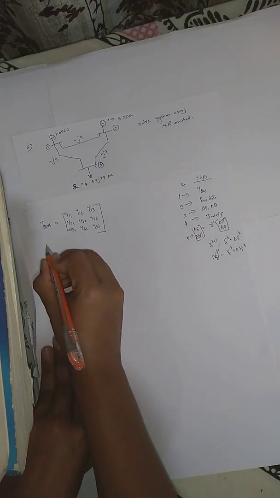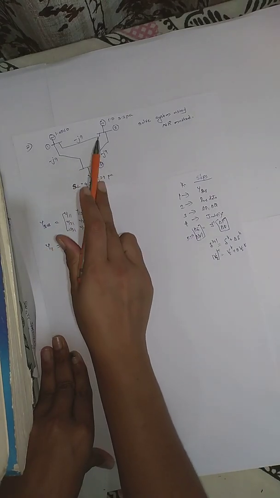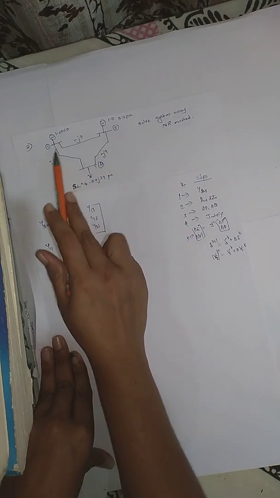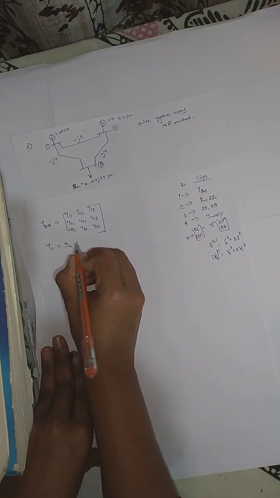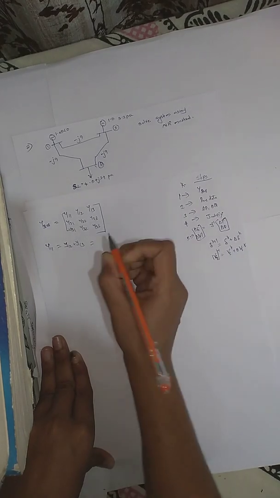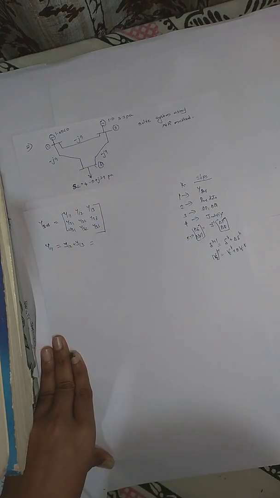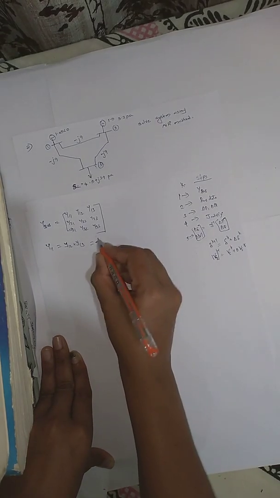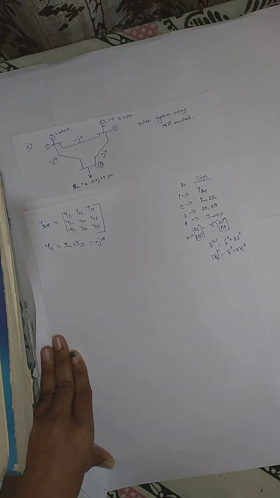So what will be there? Y11 is all the things connected to the first bus, that is Y12 and Y13. So that is equal to Y12 plus Y13. That value will be equal to Y12, which is minus J9, and this is also minus J9. So it will be minus J18.